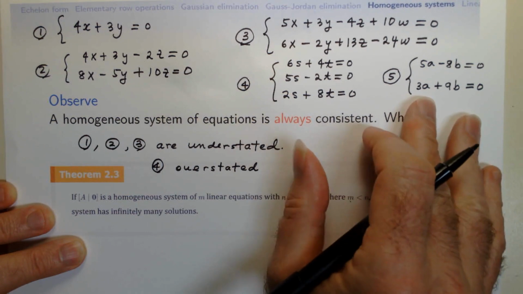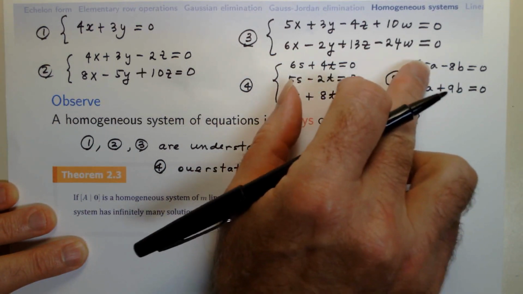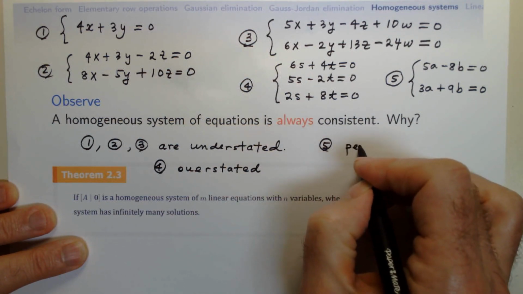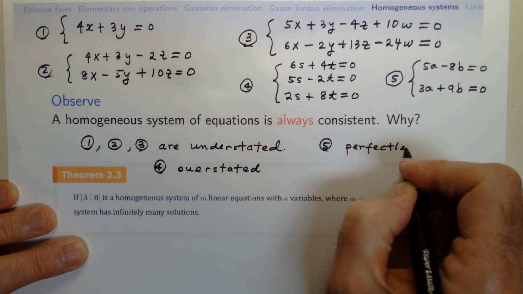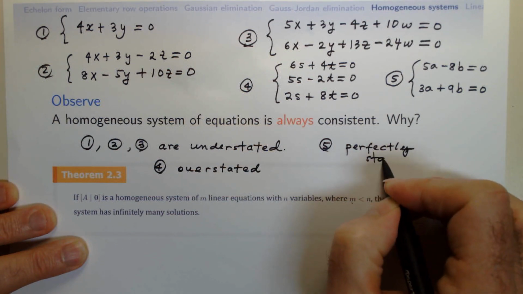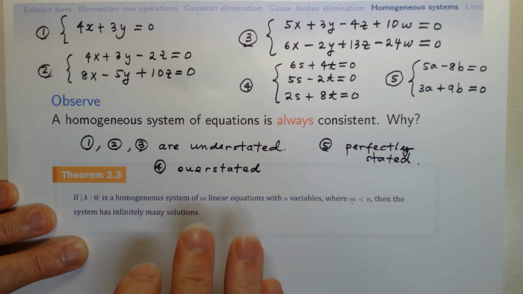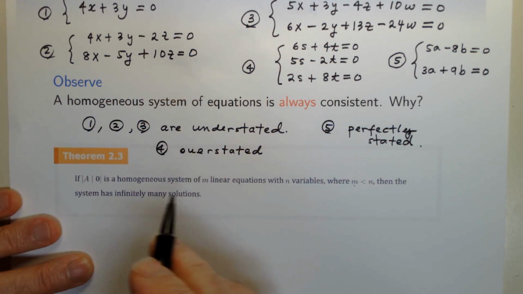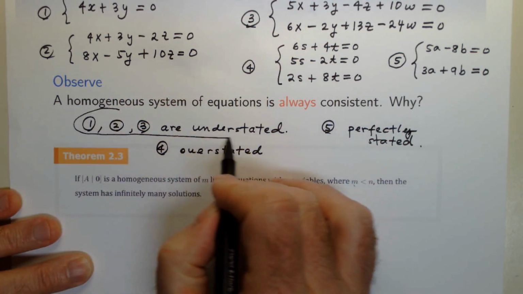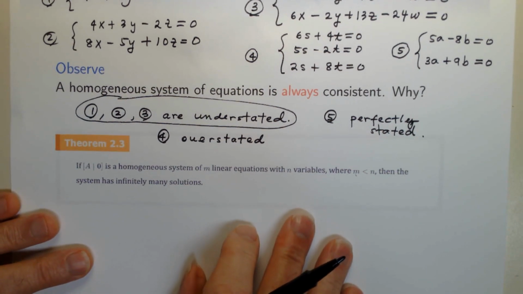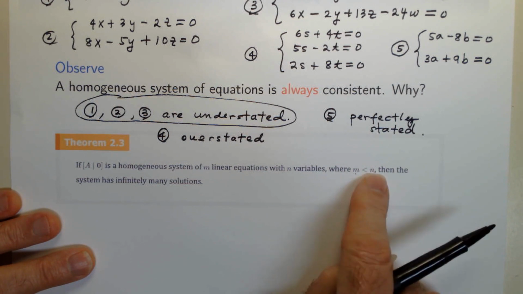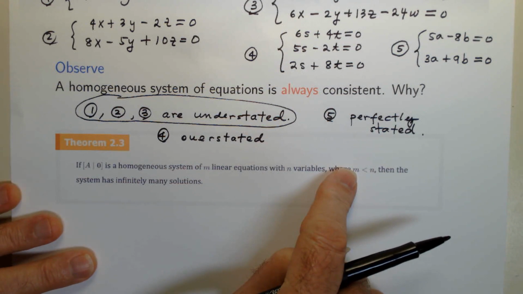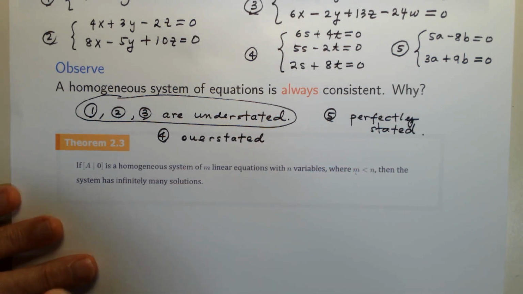And 5 is kind of the nicest situation. I've got as many equations as I have variables. We might call that perfectly stated. Now, the important thing to understand here is in Theorem 2.3, we're only addressing the understated case. So this is the only case that's being addressed in Theorem 2.3. And I think it helps to understand what this means in terms of the matrix A. So m is the number of equations, and so we can think of m as equivalent to the number of rows.